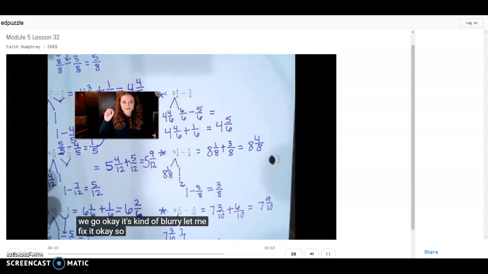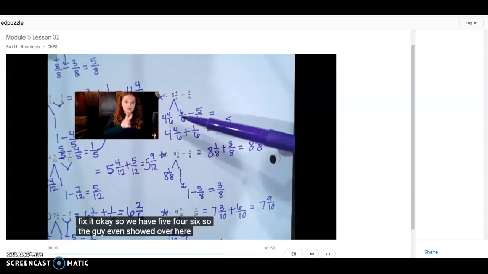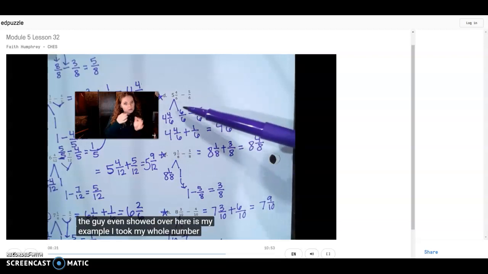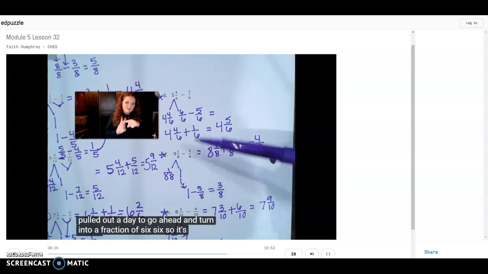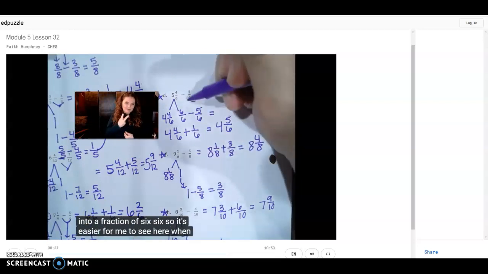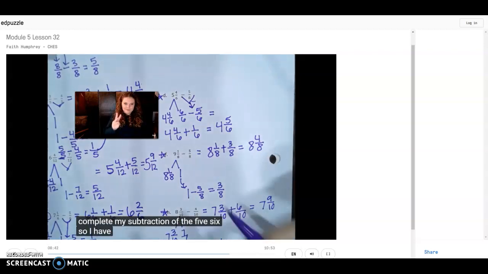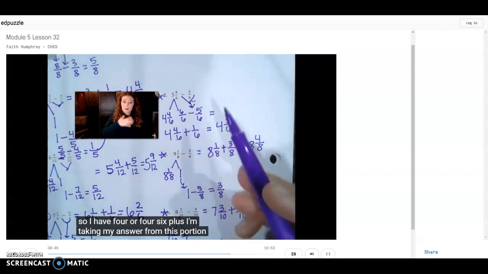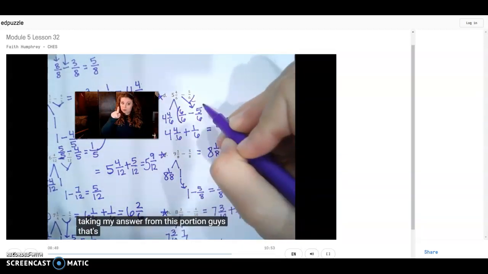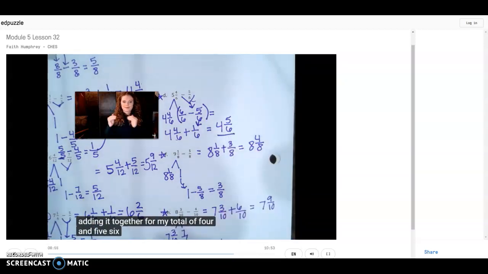Okay. So we have 5 4/6. So look, I even showed over here as my example, I took my whole number that I pulled down, and I did go ahead and turn it into a fraction of 6/6. So it's easier for me to see here when I work to complete my subtraction of the 5/6. So I have 4 4/6 plus, I'm taking my answer from this portion, guys. That's where I got this 1/6. And I'm adding it together for my total of 4 5/6.